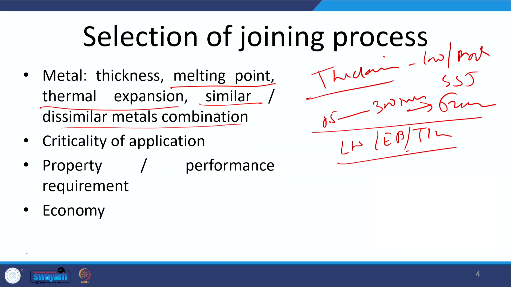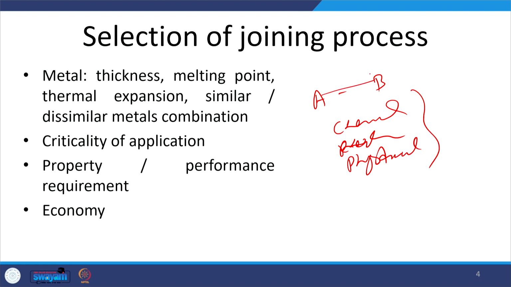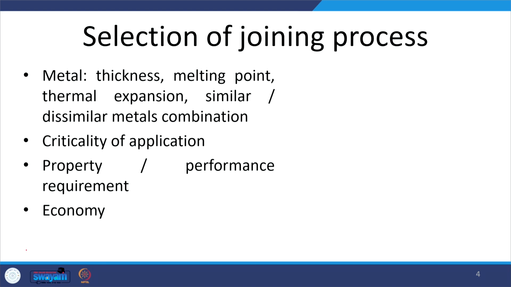If we have to join the same metals, then certainly we can use solid state joining or fusion joining as per the economics and the performance requirement. But if we are dealing with different metals which are not compatible with each other in terms of mechanical, chemical and physical properties, then we need to see that A and B are handled with greater care. So, what we prefer is solid state joining, so that the interaction between the two is minimized and they are not brought to the molten condition.